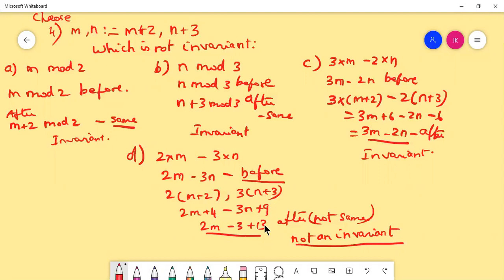Anyhow, this is not the same. 2m minus 3n minus 5 is not going to be the same. Hence, 2 into m minus 3n. All the other 3 are invariant. Only this expression, choice D alone, is not an invariant. There's a mistake over here, children. This should have been 2m minus 3n minus 9. Anyhow, it is not the same. So this expression is not an invariant.